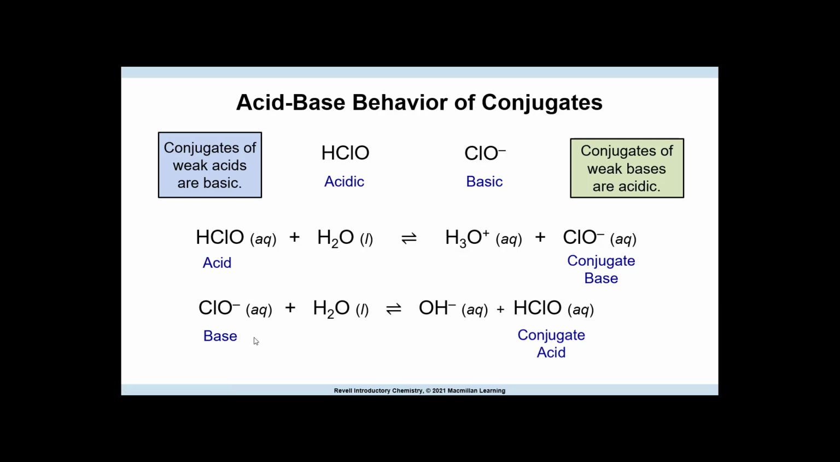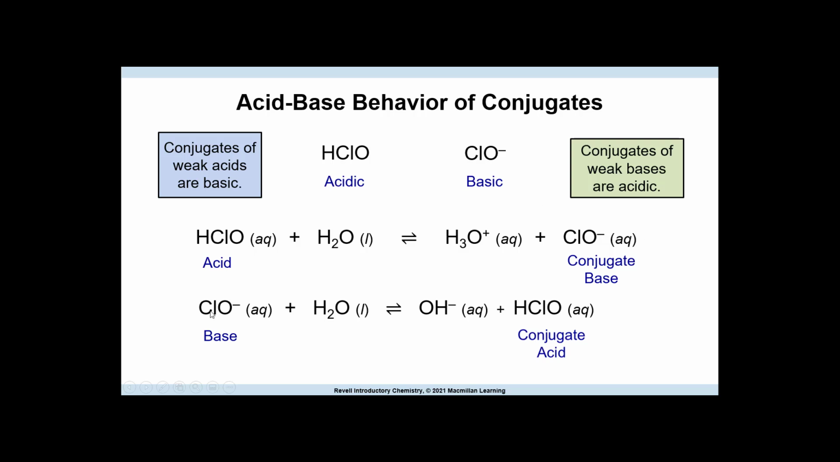Okay, so we could show the acidic reaction, which is the top one. And we see that we have hypochlorous acid in combination with water. It produces hydronium ion and the anion to it. This is an equilibrium, so we see this is going this way, but it's also going that way. Or we can show the basic reaction.